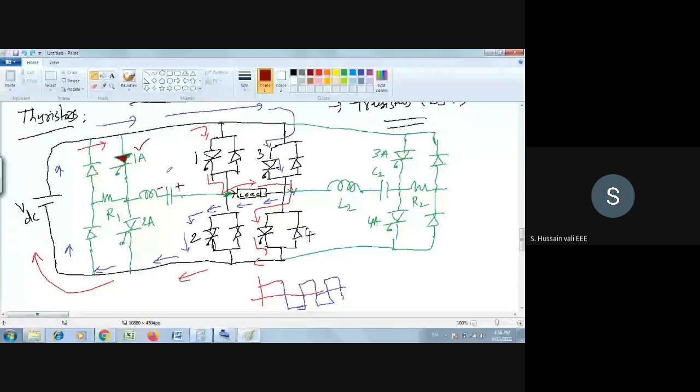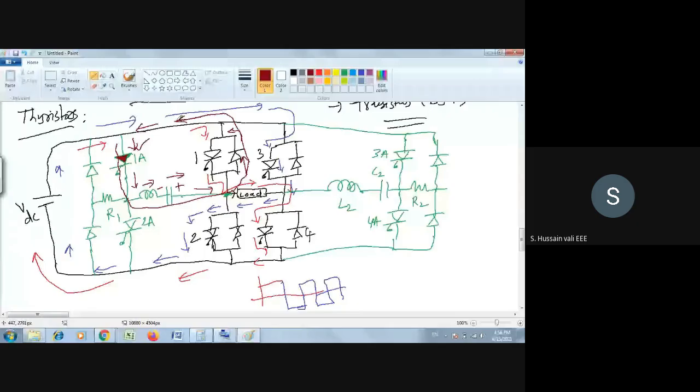Okay, now I will just start over once again. I'm sorry for that, there is a mistake here. So 1 is conducting, 4 is conducting. What I'm going to do is, to turn off 1, I will turn on 1A. When I turn on 1A, what exactly happens is that this capacitor immediately starts discharging. Now I will show you how it discharges.